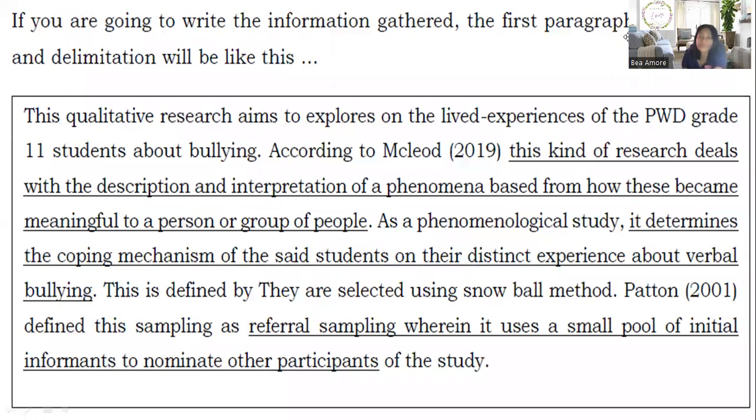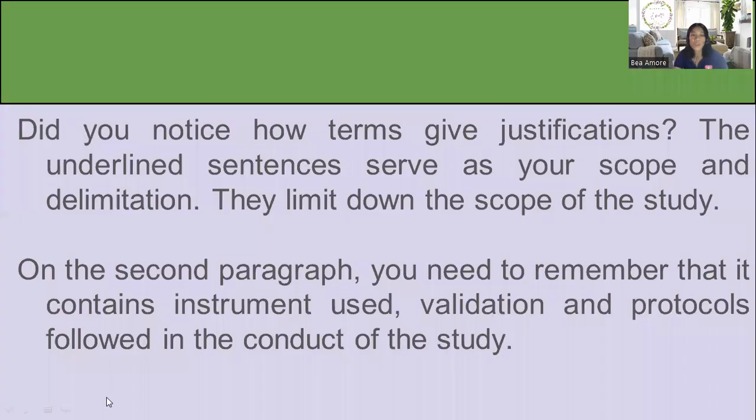Next, did you notice how the terms give justifications? The underlined sentences serve as your scope and delimitation. They limit down the scope of the study.